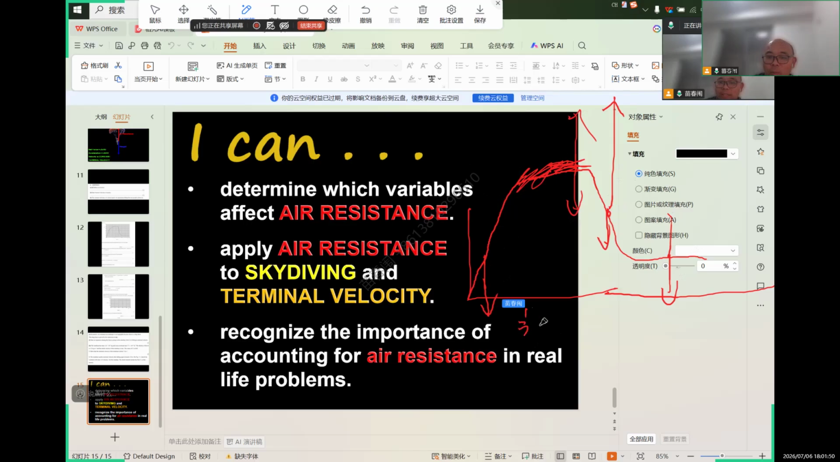One is that 1/2 rho A v squared c. The other one, sometimes they also provide kx. You just use that equation and make it into Newton's second law: sigma F equals mg minus drag, right? This is what we learned today.